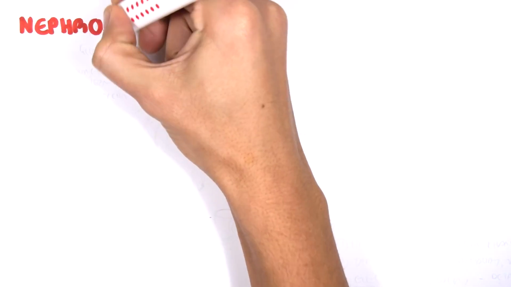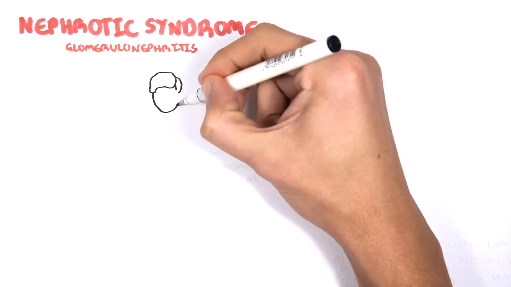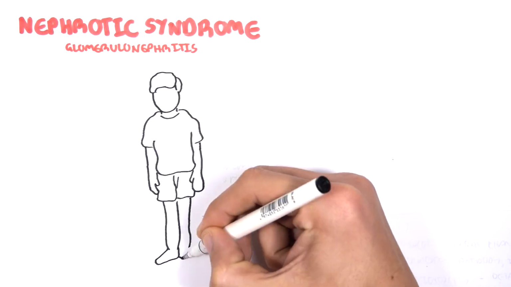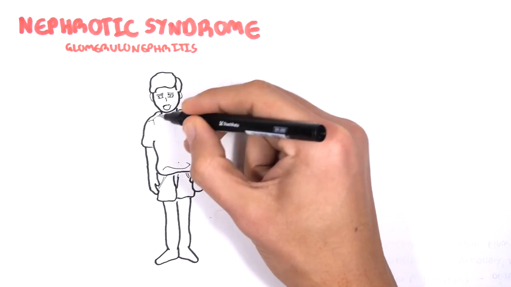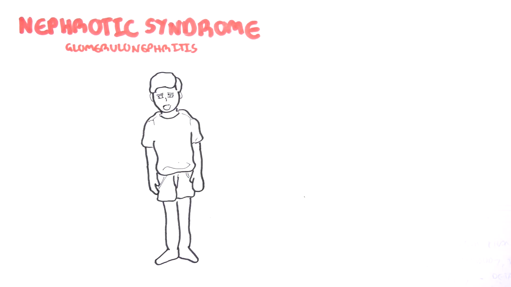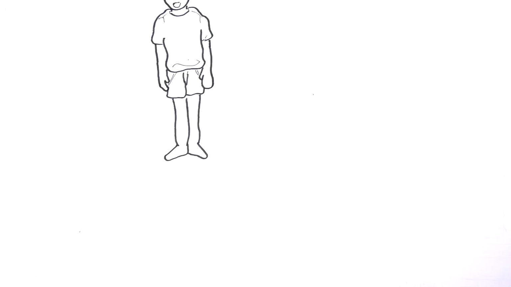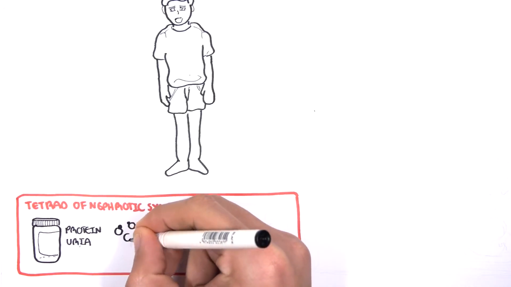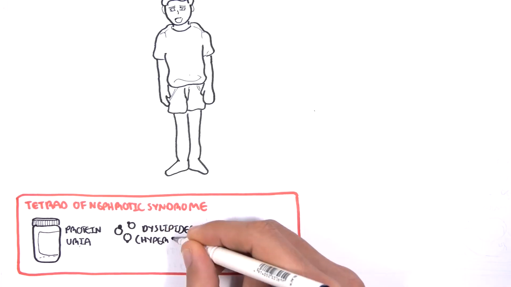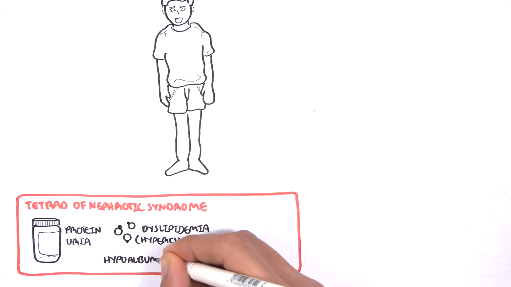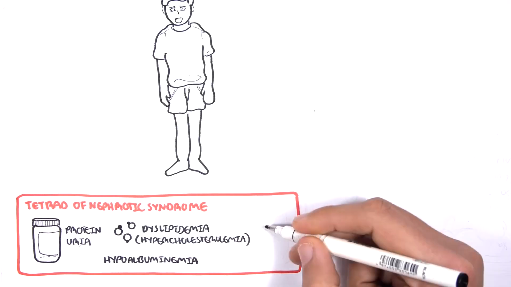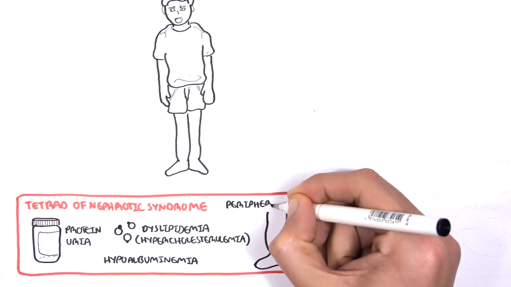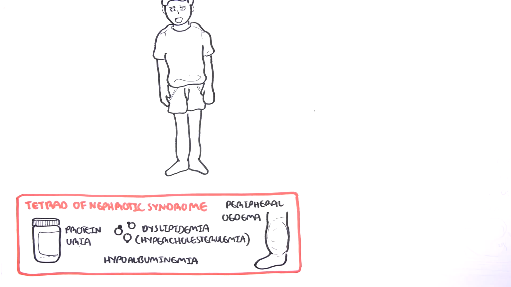Hello, in this video we're going to talk about nephrotic syndrome and focus on the pathophysiology. So nephrotic syndrome presents as a tetrad of manifestations. And this tetrad is proteinuria greater than 3.5 grams in 24 hours, dyslipidemia, more specifically hypercholesterolemia. The third is hypoalbuminemia. And the last is peripheral edema or edema.